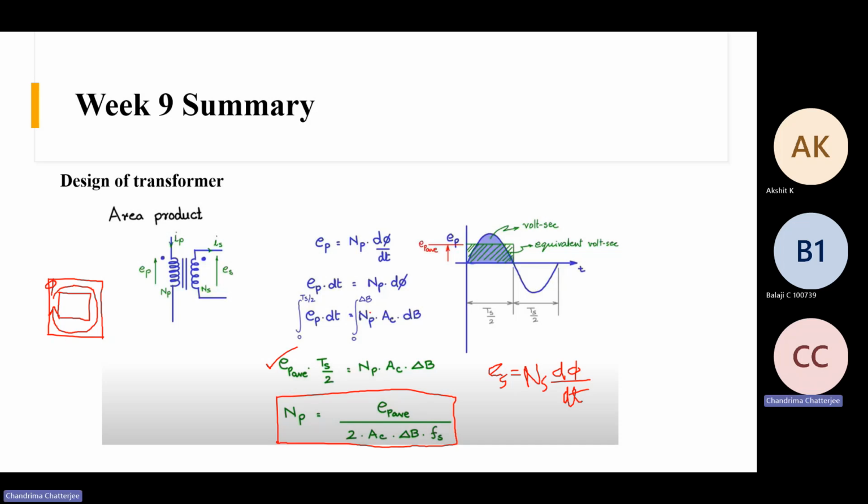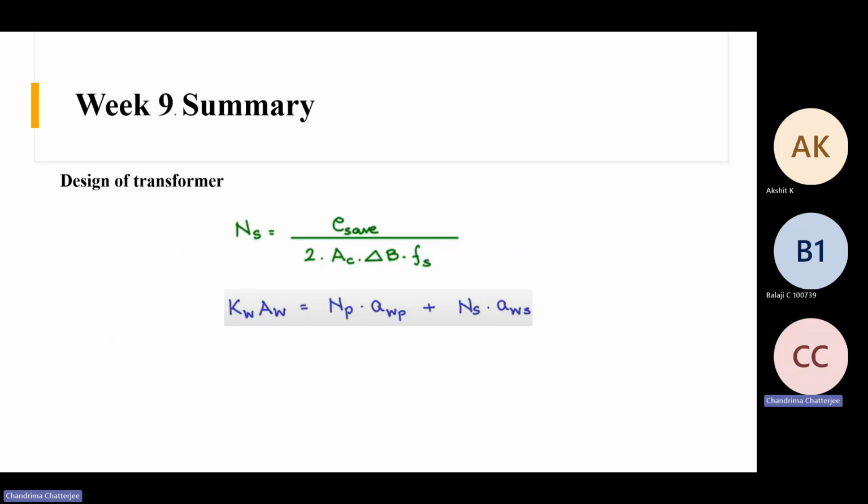Okay, so from this equation we can get the secondary number of turns, and here this window utilization factor times this window area is NP AWP plus NS AWS, because there are two windings. In the inductor there was only one winding, but here we have the primary winding and the secondary winding. So the summation of NP AWP and NS AWS should be lesser than KW AW. Okay, this is the marginal condition, and while designing it should be greater than this.